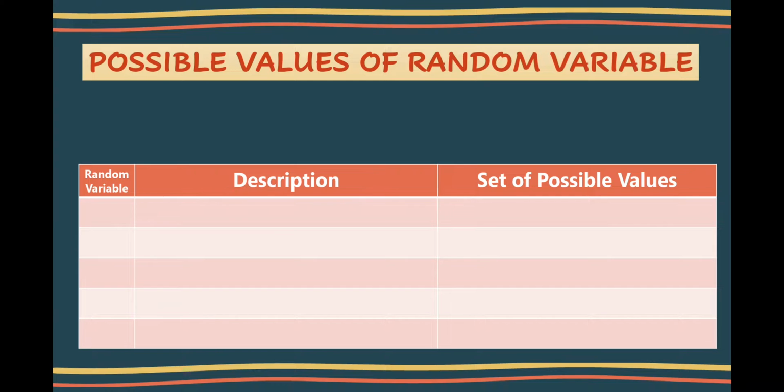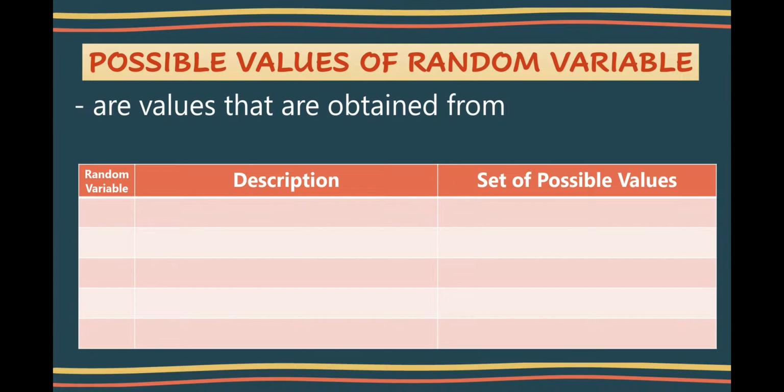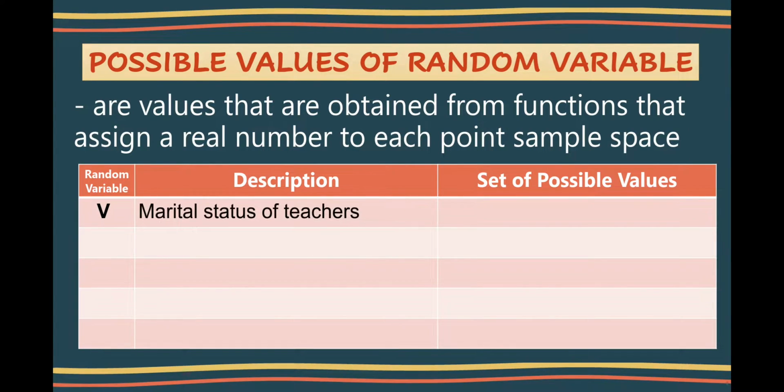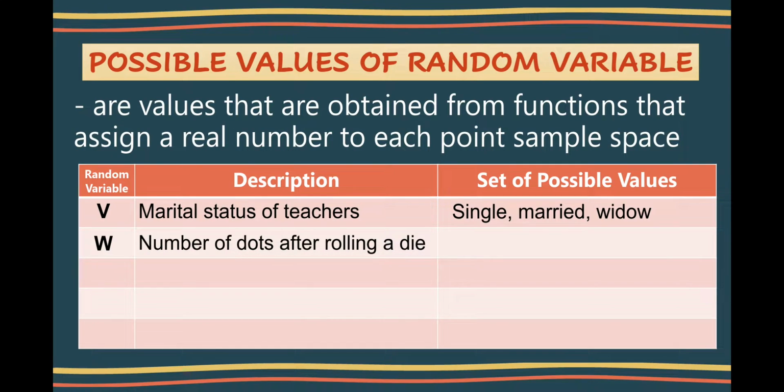Possible values of random variables are values that are obtained from functions that assign a real number to each point in the sample space. Example of random variable V, wherein V is the marital status of teachers. The possible values for this are single, married, and widow. For random variable W, wherein W is the number of dots after rolling a die, the possible values are 1, 2, 3, 4, 5, and 6.